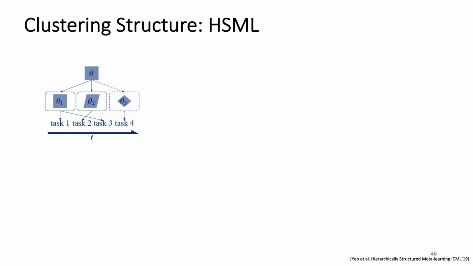One method called HSML was proposed in ICML 19. The goal of HSML is that we have a global shared theta, but we want to get some clustering structure. So theta will be reformulated as theta 1, theta 2, theta 3 for different groups. We can see theta 1 fits task 1, task 2 and 3, theta 2 is for task 2, and theta 3 may be useful for task 4.